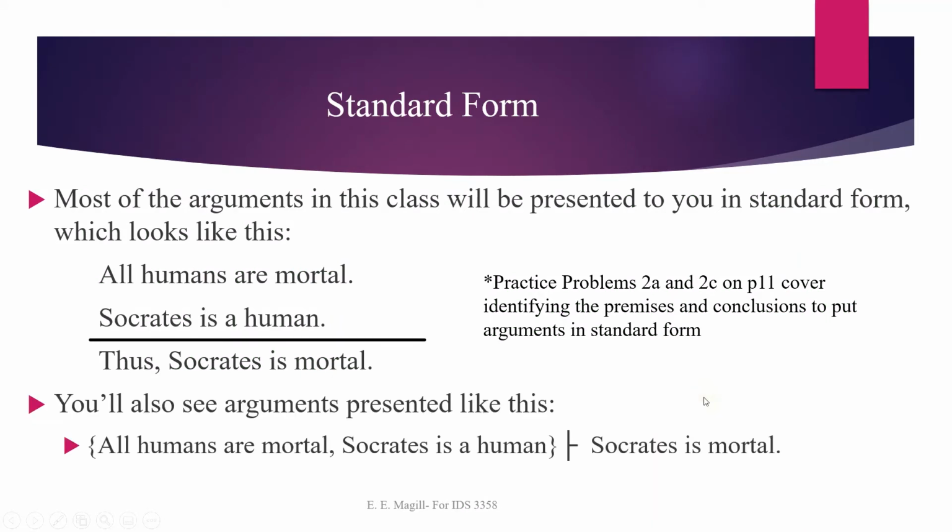The premises will be inside the set brackets, separated by a comma. After the set of premises, there's this turnstile symbol, which symbolizes entailment, followed by the conclusion. You'll see problems in the textbook like this, and on exams. And this says this set of sentences entails this other sentence. That's one way to say this is an argument.